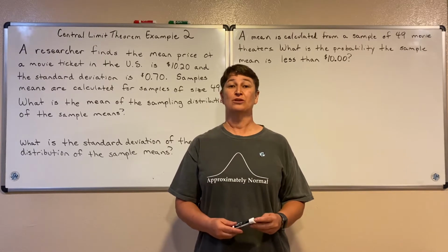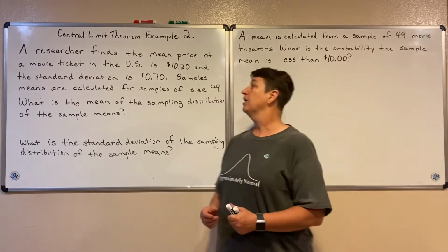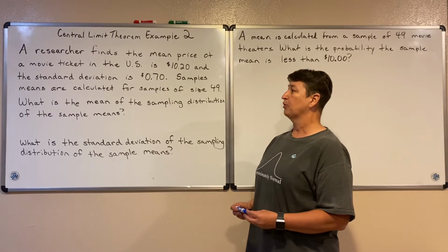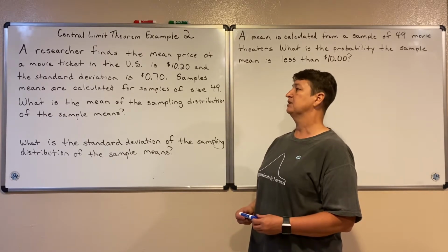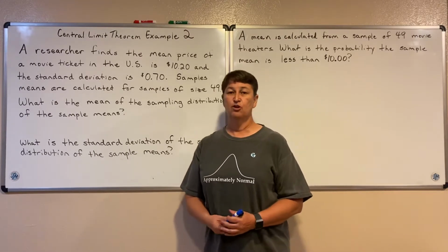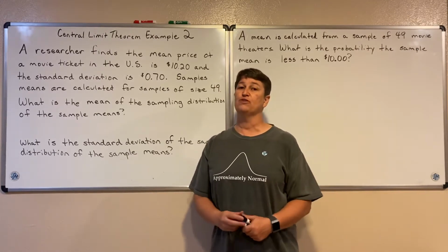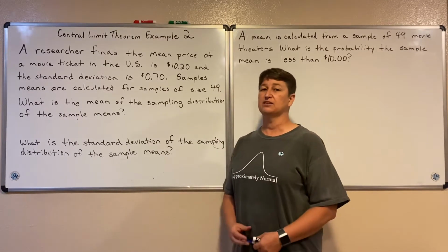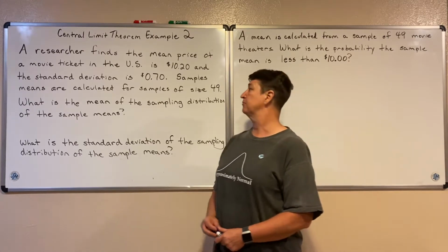Let's use the central limit theorem to help us solve some problems. A researcher finds the mean price of a movie ticket in the United States is $10.20 and the standard deviation is 70 cents. So we're talking about the entire population of the United States, all the movie theaters there. The mean ticket price is $10.20 and the standard deviation is 70 cents.